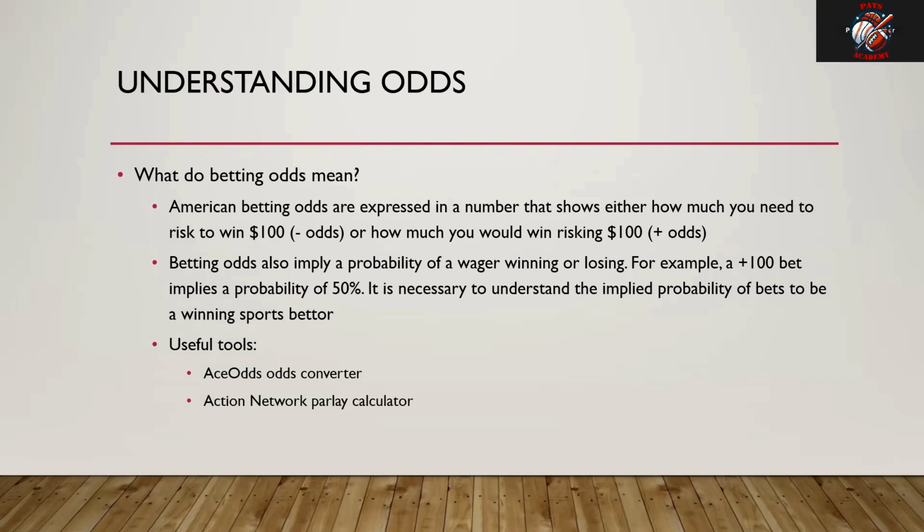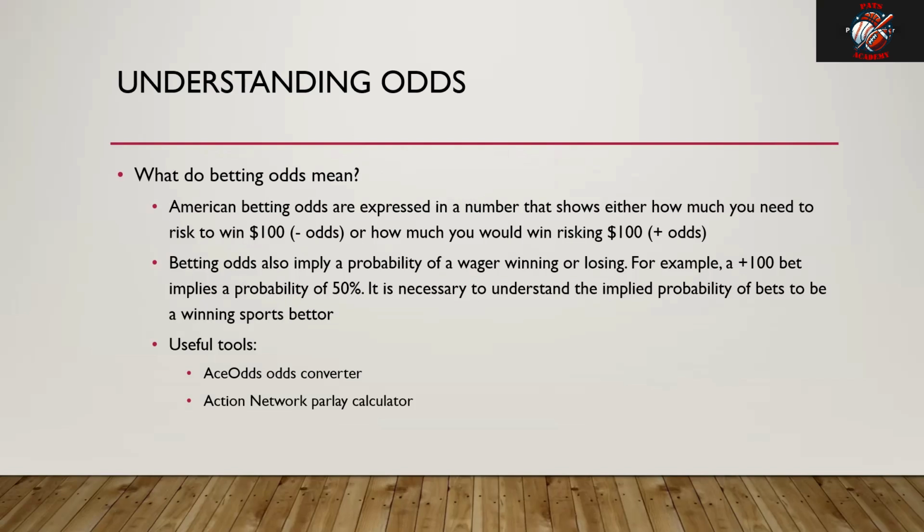The first topic of the video is understanding sports betting odds. What do betting odds mean? American betting odds are expressed in a number that shows either how much you need to risk to win $100, those are represented by a minus sign, or how much you would win risking $100. Those are represented by a plus sign.